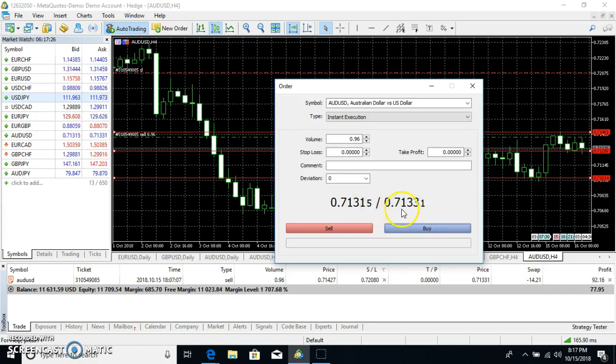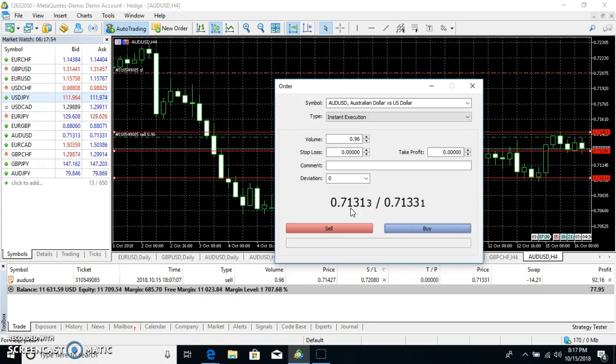0.7131, or excuse me, 0.7131 and 0.7133. This is the spread. I don't pay attention to the micro number, the 0 and the 7. So the spread is 2 pips. So when I do a buy, I'm buying it at 0.7133, but it's going to come in at 0.7131. That's how they make their money, the broker.